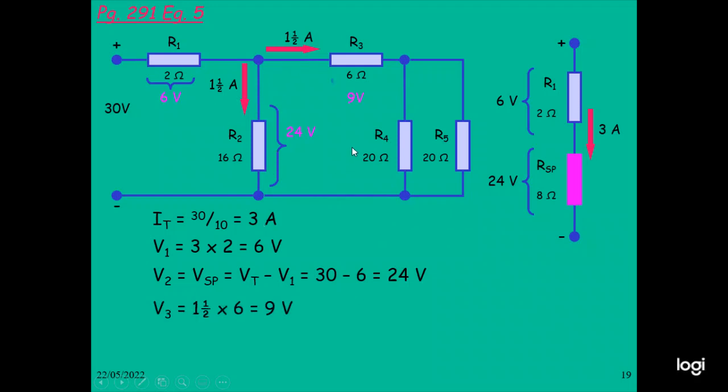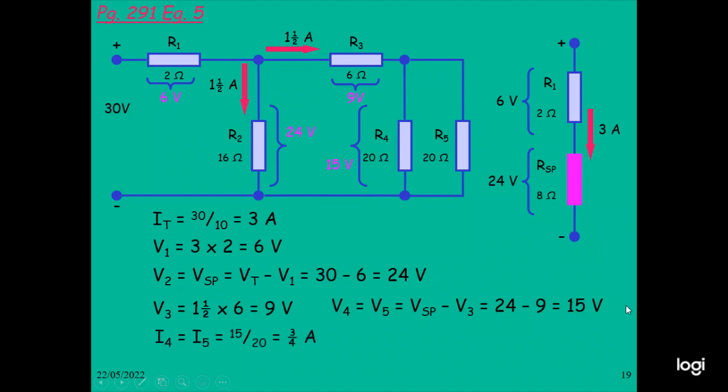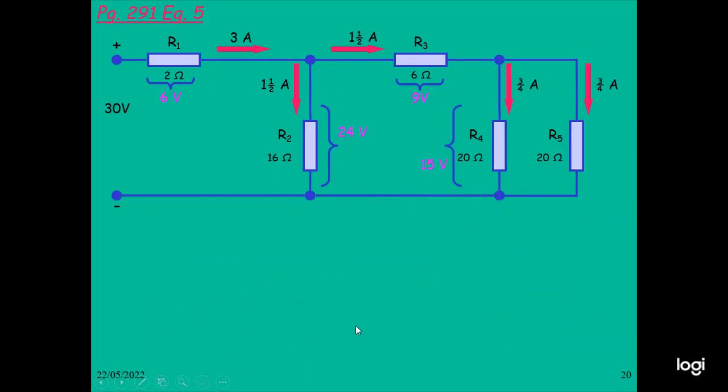V3 equals that, you can also see there's a 1/2 ampere. So the current here is 1/2 ampere, because the 1/2 current will flow. The 1/2 ampere multiplied by 6 volt, you get 9 volt. So V4 equals V5 equals VSB minus V3, 24 minus 9, you get 15 volt. I4 equals I5, this voltage is 20 volt divided by resistance of 20 ohm, you get 3.4 ampere.